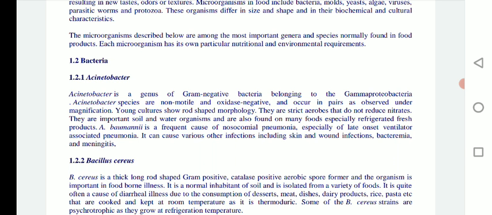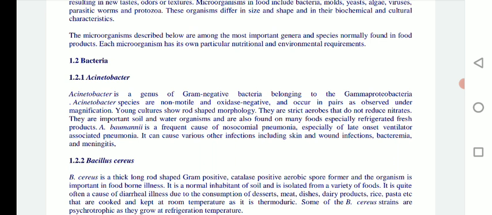These are non-motile and oxidase negative and occur in pairs as observed under magnification. When you observe under a magnifying device like a microscope, you can see these bacteria are present in pairs. Young cultures show rod shape morphology. They are strict aerobes that do not reduce nitrate. They are important soil and water organisms and are also found in many foods, especially refrigerated fresh products.